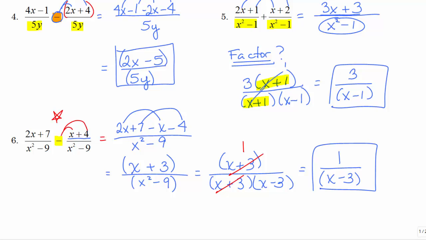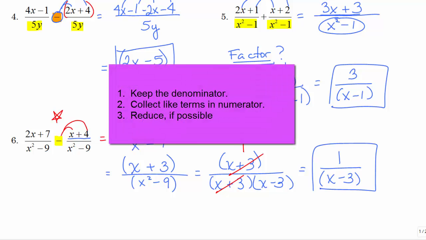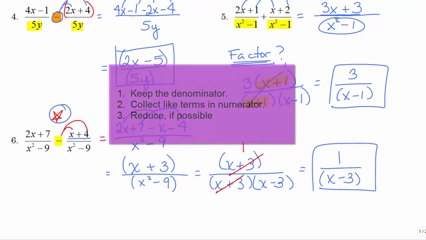I know that was pretty fast. You might pause, rewind, go back to those problems. Keep the denominator, add or subtract across. If you have a negative sign, you've got to distribute. If you can reduce, well, you're going to have to factor it, and then cancel or divide out common factors.